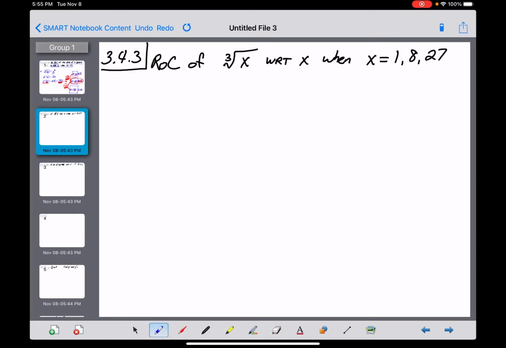All right, in number 3, they're asking us to find the rate of change of the function, the cube root of x, with respect to x at 3 different values of x. And if you're sharp at all, you might wonder why they chose those 3 values of x right there and what those 3 numbers have in common. They all seem to be perfect cubes. So I wonder if that might be relevant here.